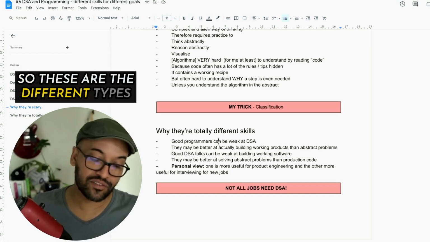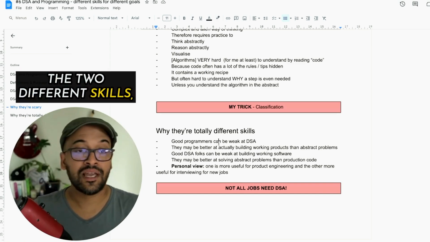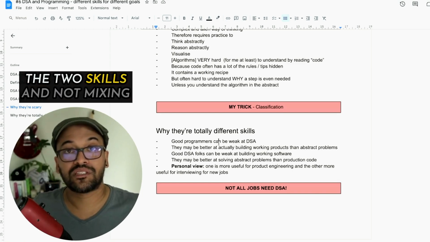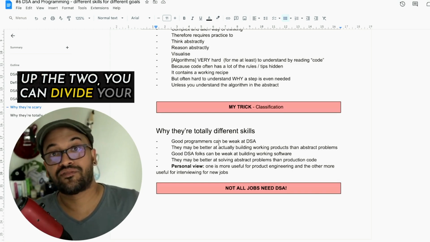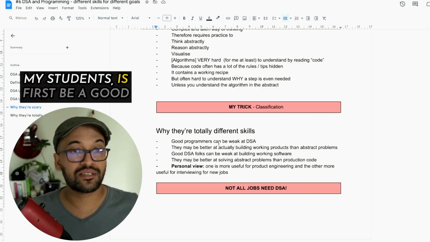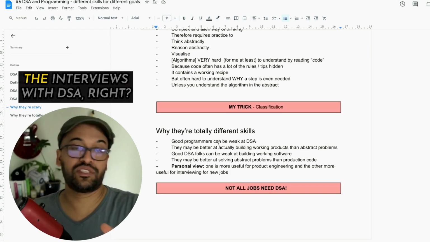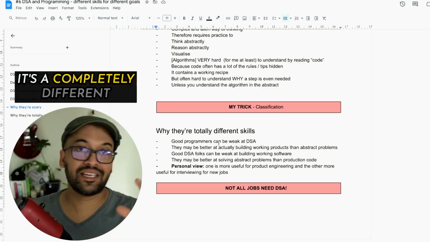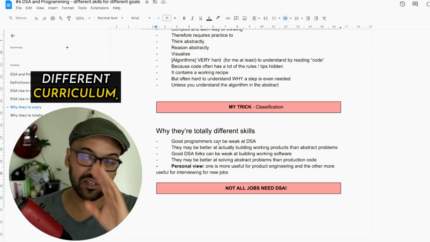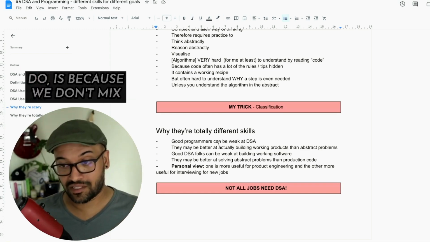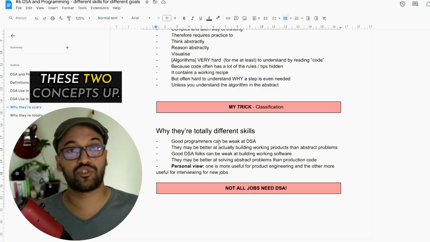So these are the different types of interviews, the two different skills. I know it's scary, but at the end of the day, by separating out the two skills and not mixing them up, you can divide your journey, which is what I do with my students: first be a good generalist programmer. Then you optimize for the interviews with DSA, right? It's a completely different process, completely different curriculum, completely different ways of working. And that's why they get the kind of success they do, because we don't mix these two concepts up.